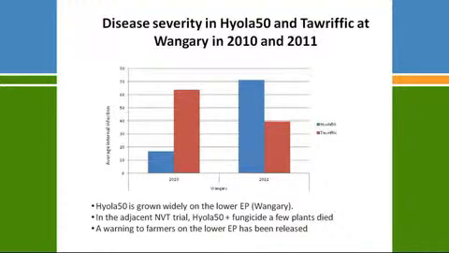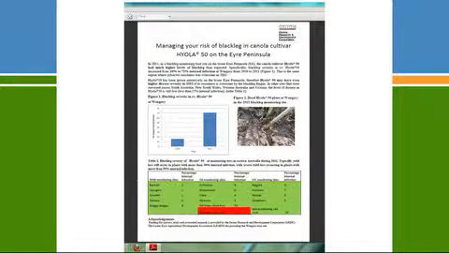So we put out a warning. This data enables us to put out a warning to growers on Eyre Peninsula. And because we had the data right across Australia, we could confidently say this was only occurring on Eyre Peninsula, so we could put out a really targeted warning just for Eyre Peninsula, and we put that warning out.